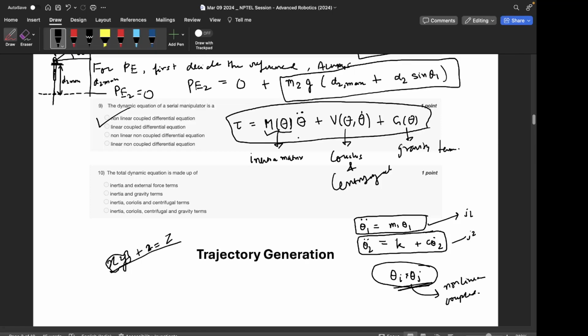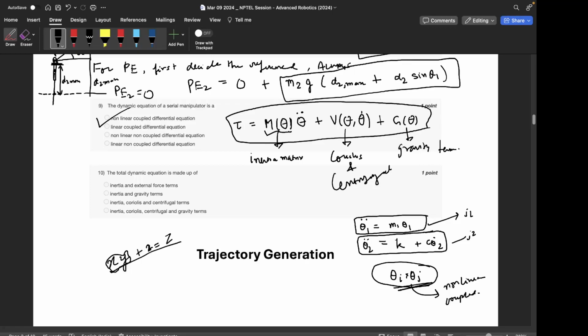When you write the expression of the mass matrix or Coriolis terms, even for a 2R manipulator, you will very quickly see that the theta dots are getting multiplied for both joints. So it quickly becomes a coupled differential equation. And if you want to make your life simpler, then you add some simplifications, some usual simplifications.